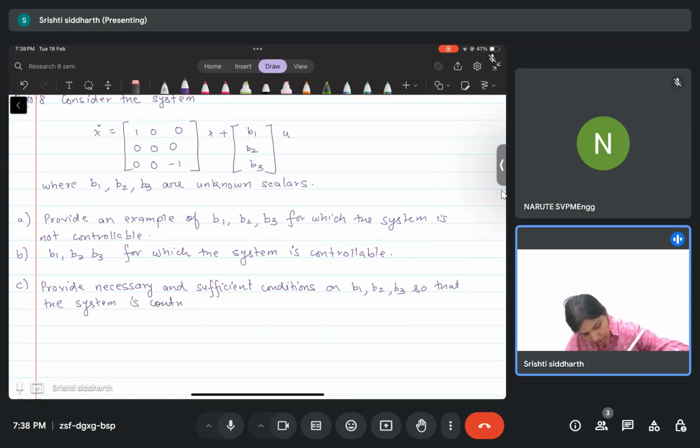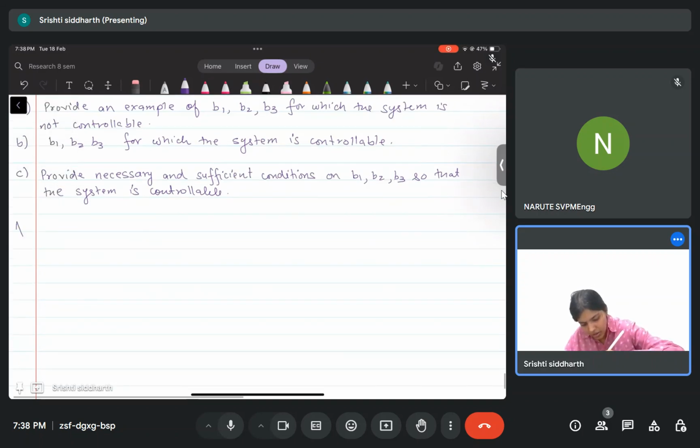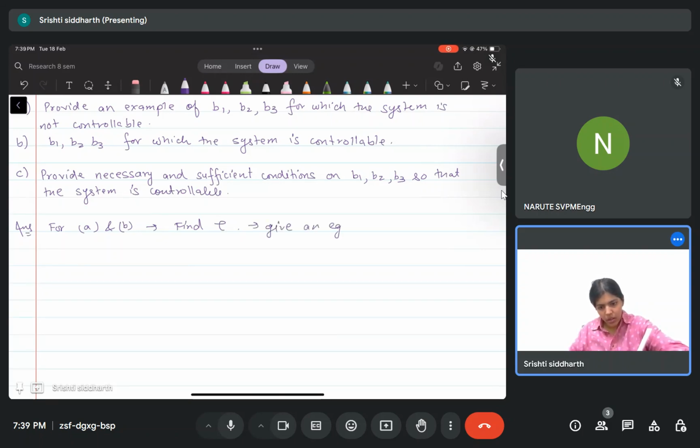In the first two parts, we just have to form the controllability matrix, and then find out or just give an example for which this is full rank or this is not full rank. So the rank is not equal to 3 or equal to 3.